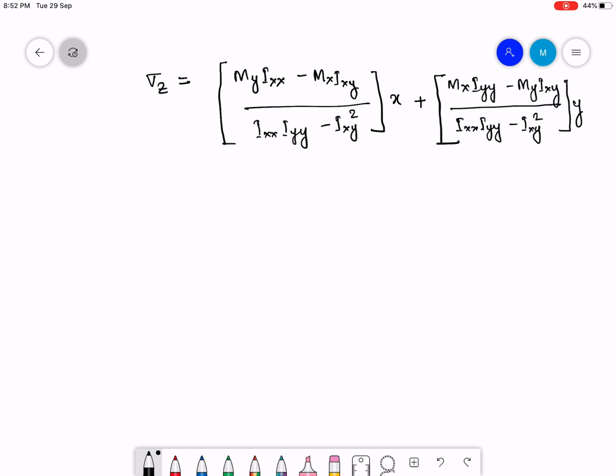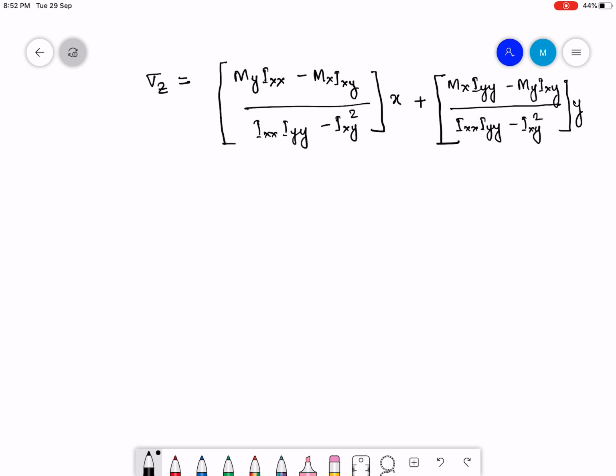So this is the value of sigma z. Now I know sigma z in terms of all the known parameters. So at any point defined by x and y coordinates on the section, I can find out the normal stress at that point, provided I know the applied moment and the sectional property.